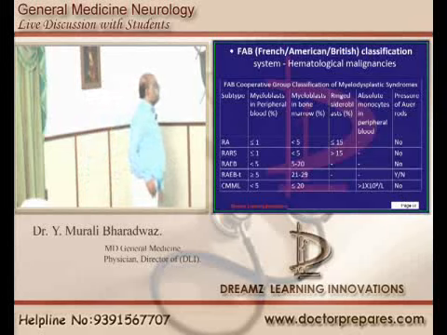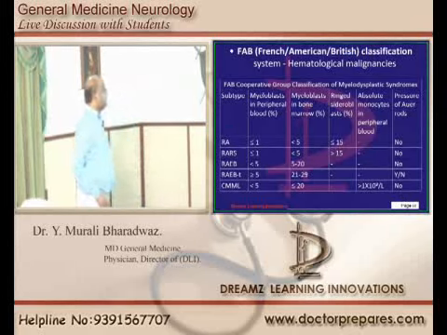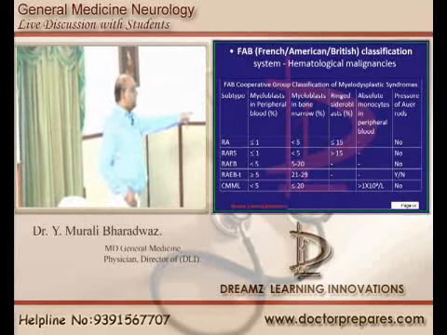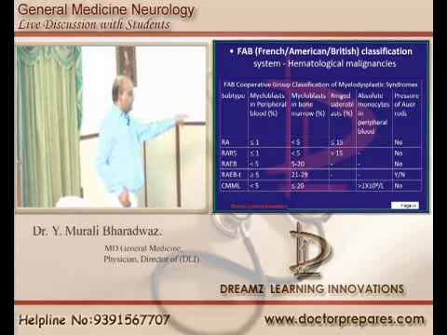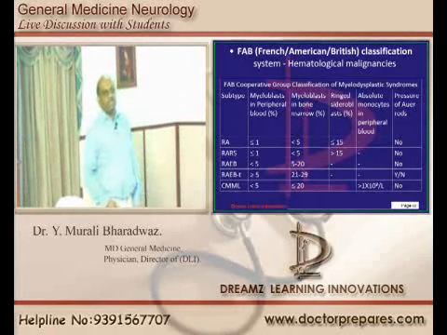Then French American British classification system, FAB, where do we use it? We use it in the myelodysplastic syndromes where ringed sideroblasts are there, or ringed sideroblasts with erythroblastic transformation, or chronic myelomonocytic leukemia, where leukemic cells are there. Based on all that story we call it FAB classification.